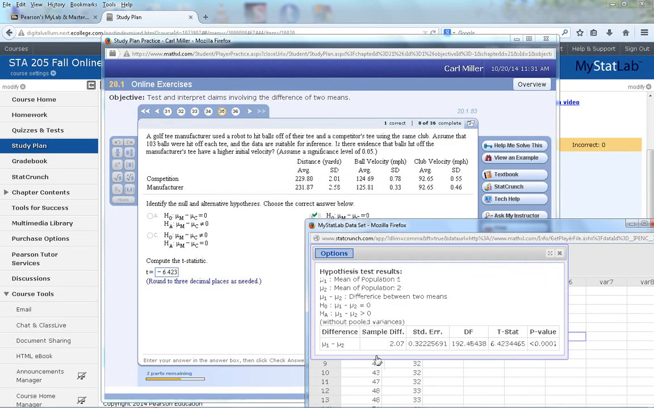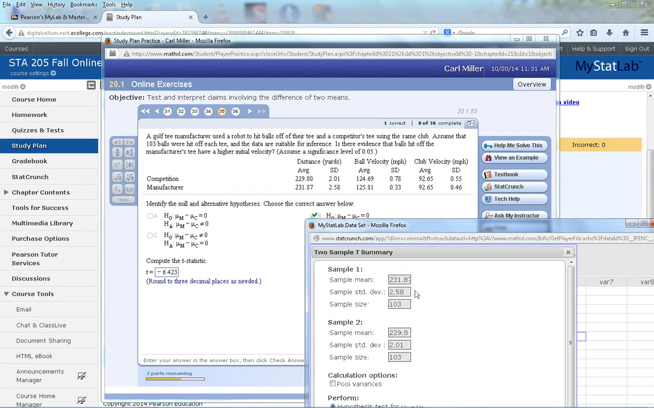Did I enter the values right? That is a difference of 2.07. Let me go back and make sure I entered the numbers correctly. 2.58, 231.87, 103, 229.8, 2.01, 103. Oh, I entered the wrong information. They want ball velocity. Now I see the problem. Okay, I was doing distance in yards instead of ball velocity.